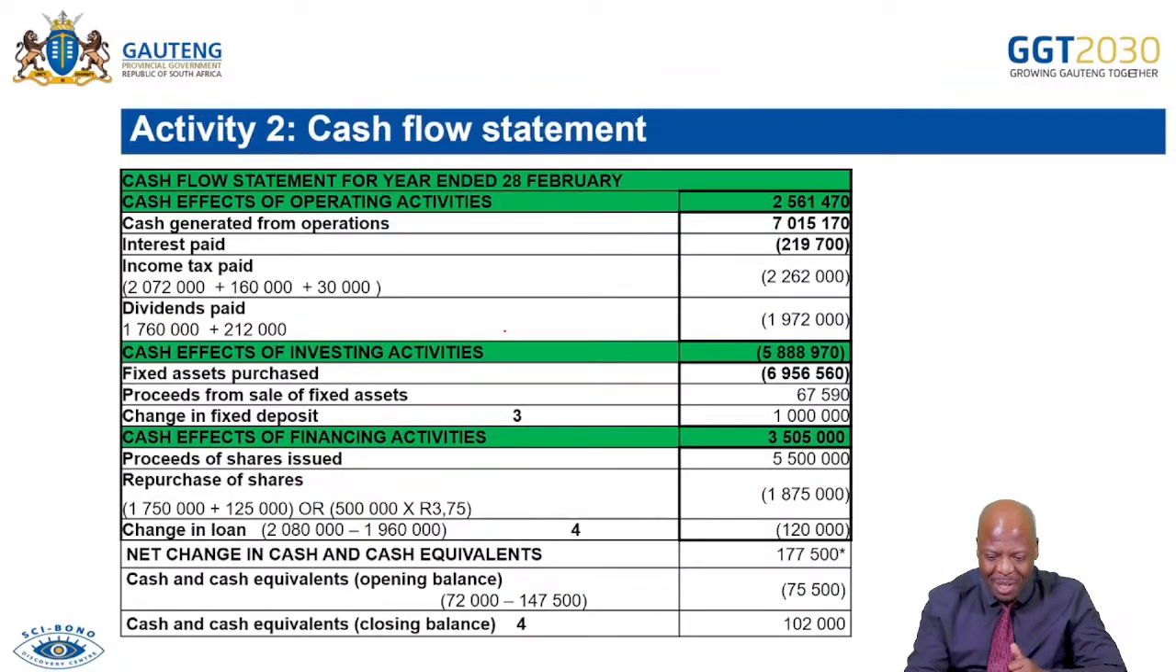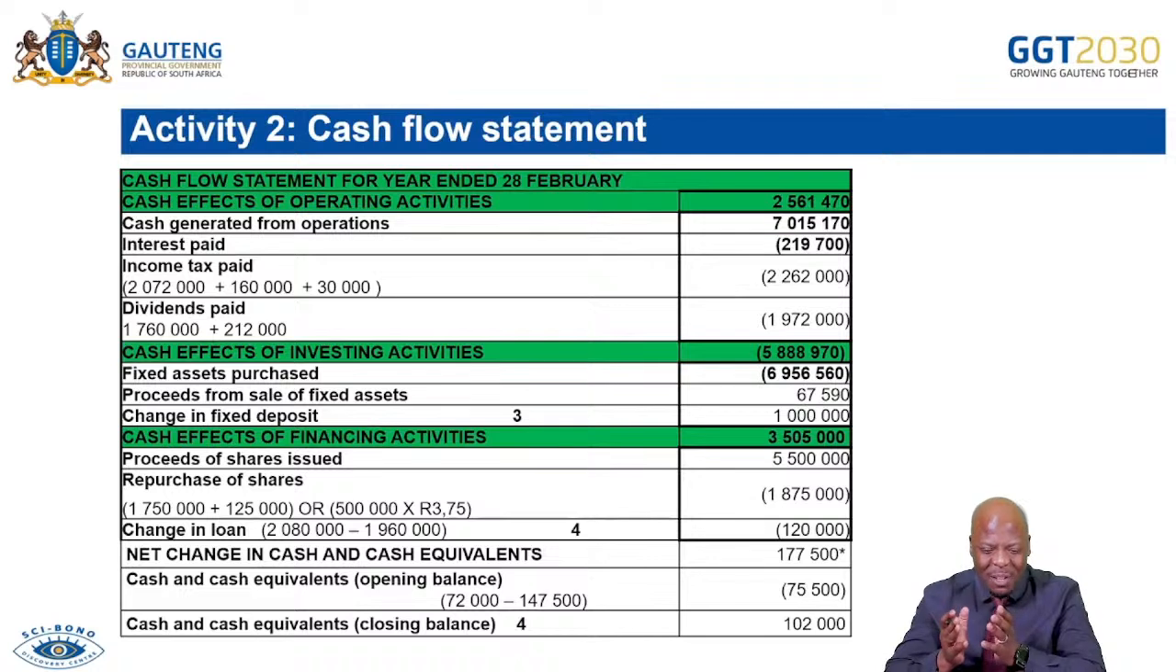Okay, once we get to that point, this is where we are now. We have completed our cash flow statement. It is complete. All right, so once your cash flow statement is complete, what else do you do? You collect marks. This is one of the easy topics that I want you guys to continue practicing.